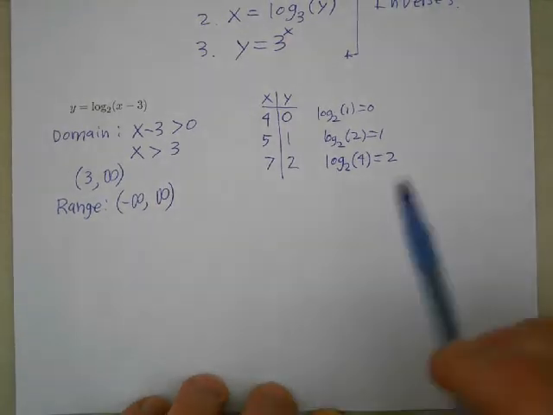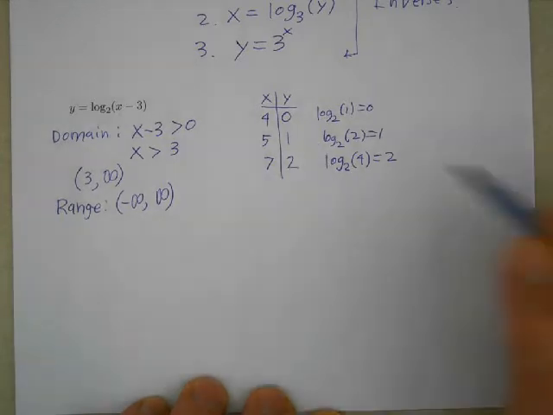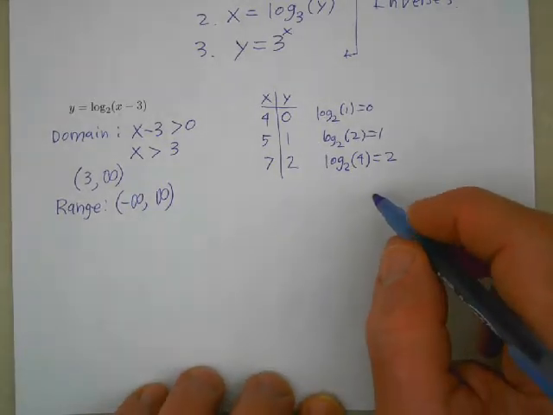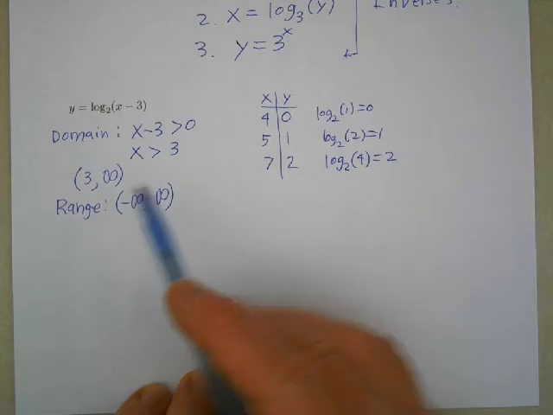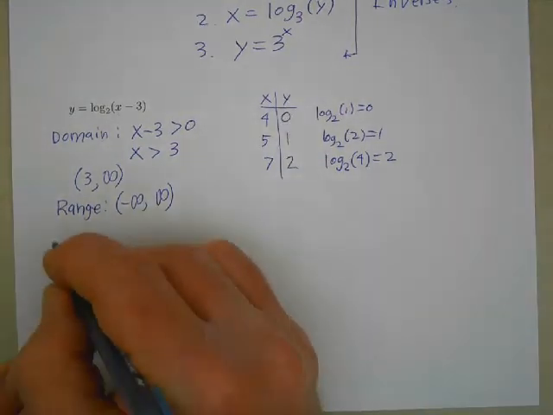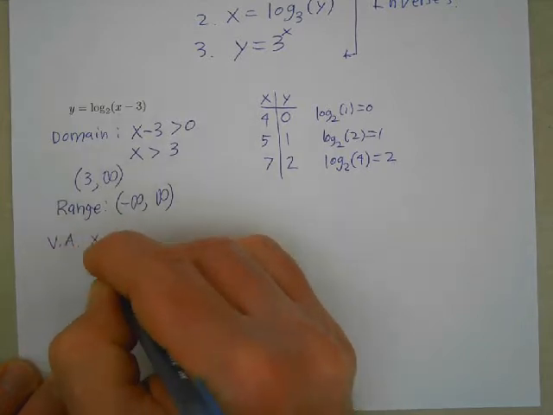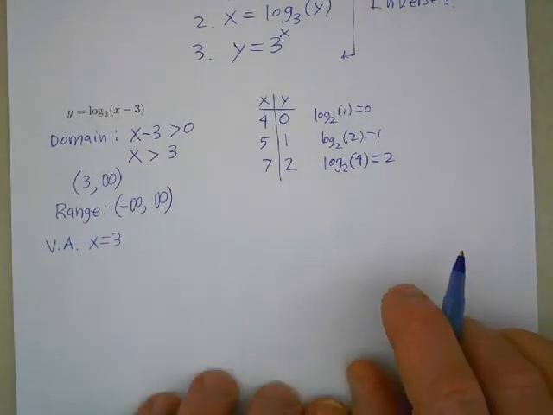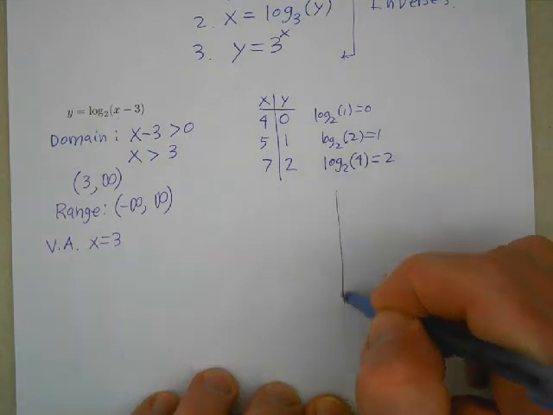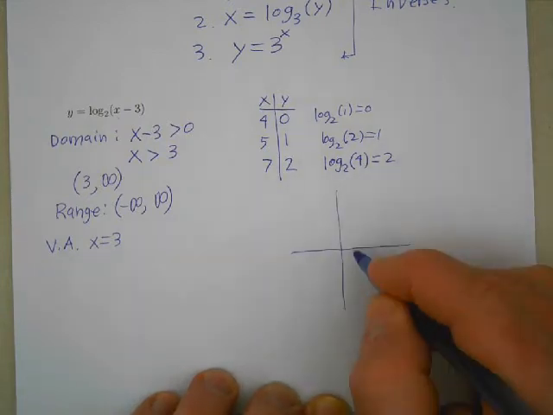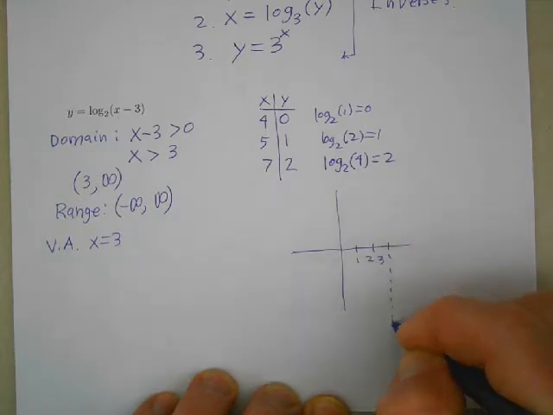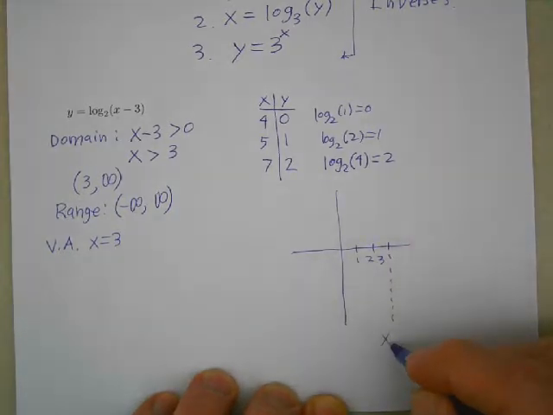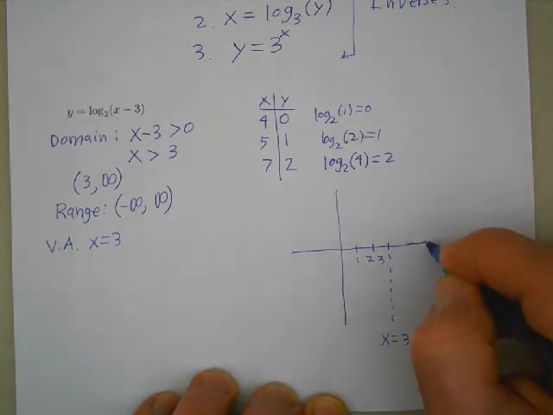And then I think we can go ahead and sketch the graph. We have a vertical asymptote at x equals 3. So we observe where the vertical asymptote is. It's the vertical line x equals 3. And then we'll plot a couple of these points.